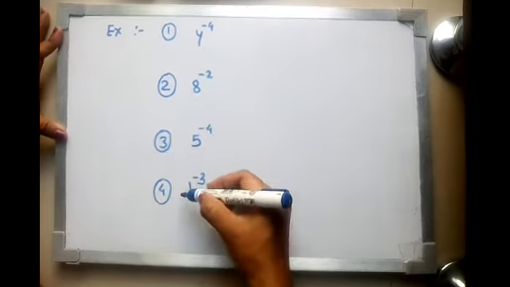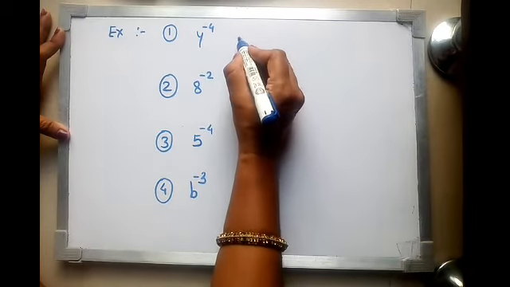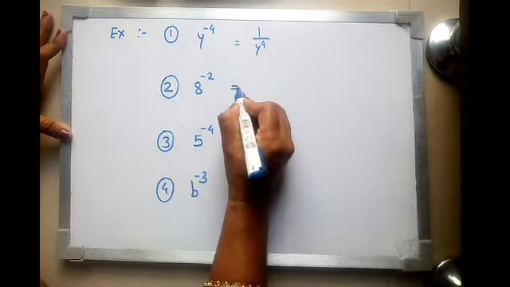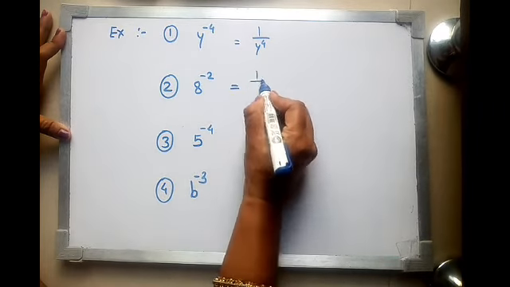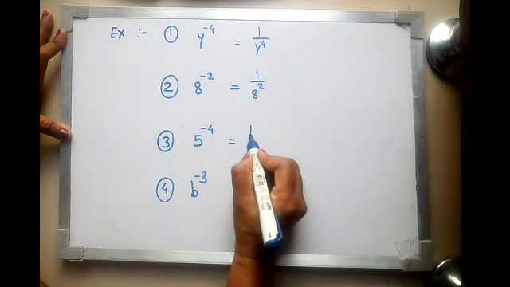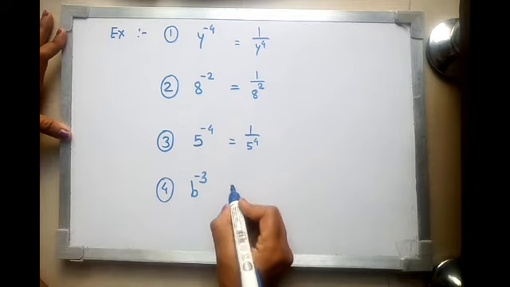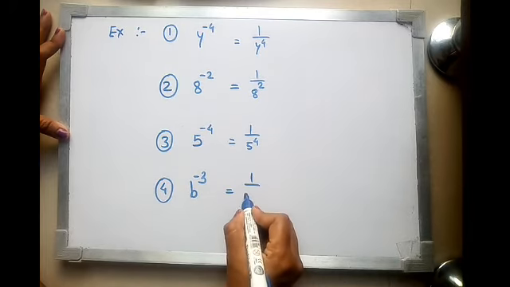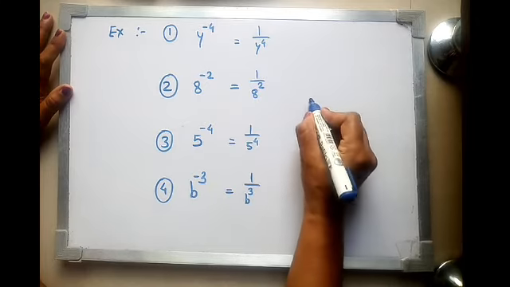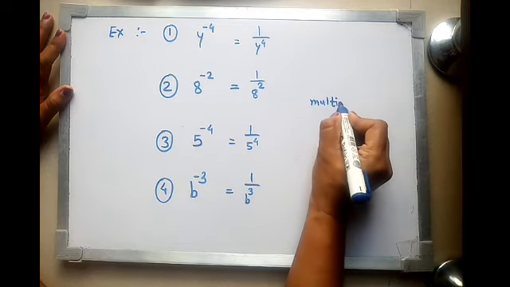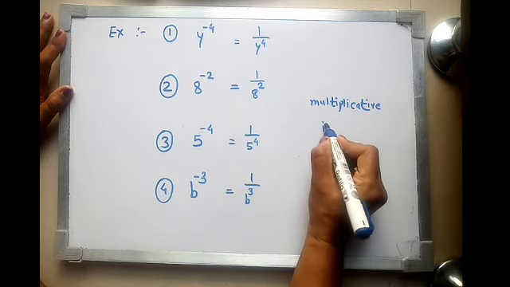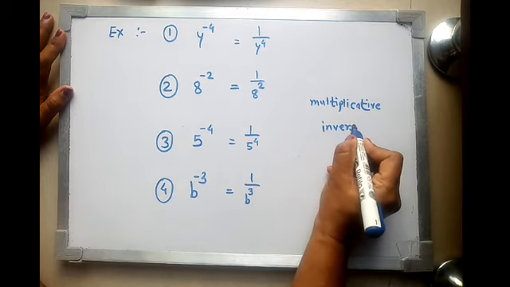Let us look at some examples based on this rule. y raised to minus 4 is equal to 1 upon y raised to 4. 1 upon 8 raised to 2. 1 upon 5 raised to 4. 1 upon b raised to 3. When the index is negative, we should write that number in the denominator as a positive index. Multiplicative inverse form.